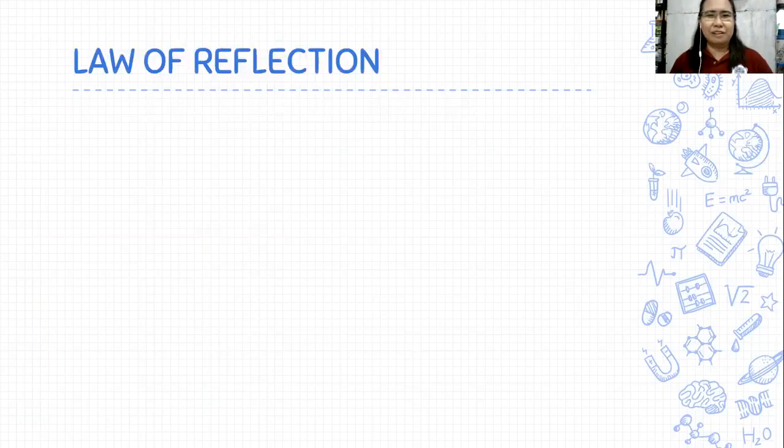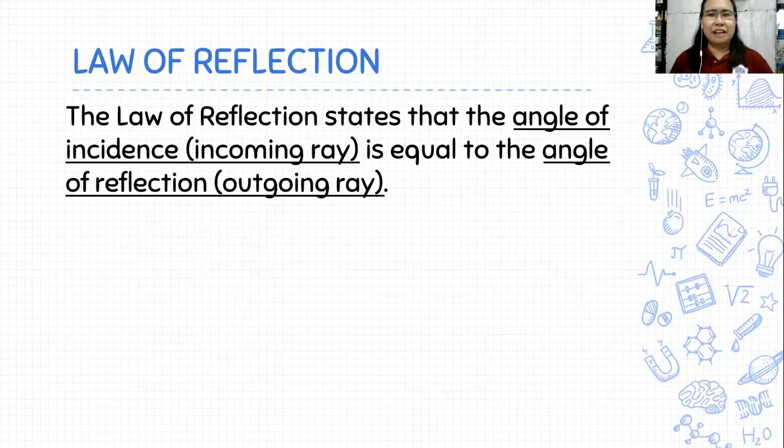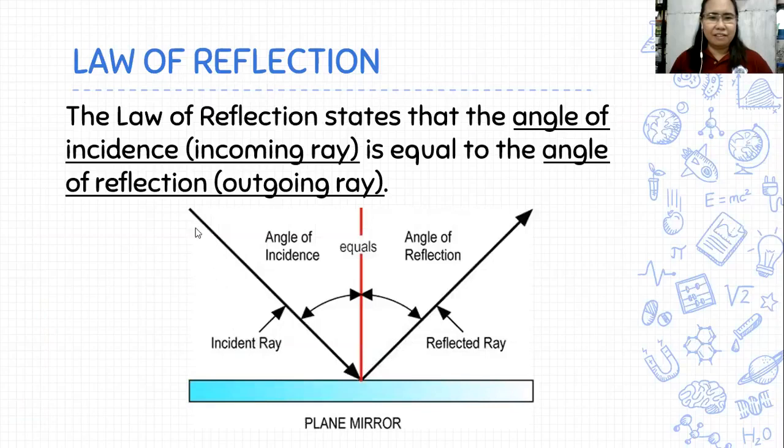The law behind the formation of images in a mirror is the law of reflection. This states that the angle of incidence is equal to the angle of reflection. So the angle of incidence is the incoming ray, this one, and the angle of reflection is the outgoing ray, the one that bounces off the plane mirror.